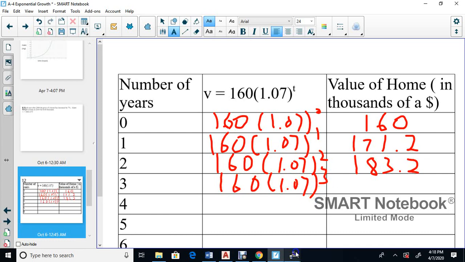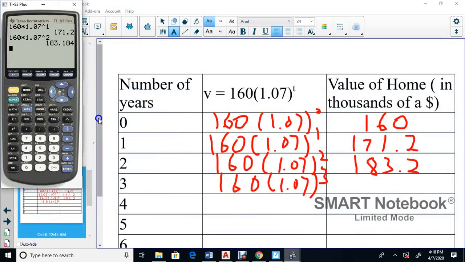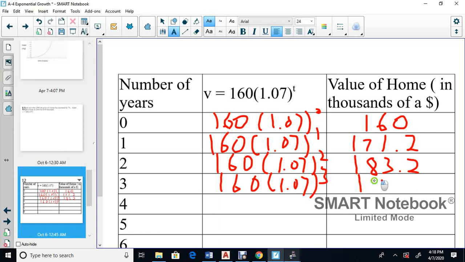I like the other one because everything doubled all the time. This one here is a bit more work. I have to do more calculator work. So I got 160, not 161, but 160 times 1.07, oh, we got to fix that, 1.07 to the power of 3. And you get 196. So here you get 196. Now it's 160 times 1.07 to the power of 4.